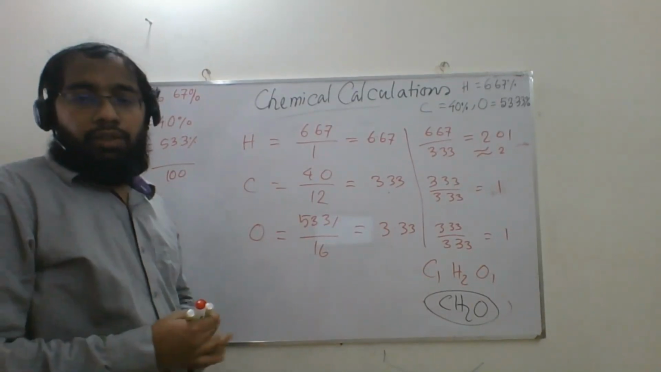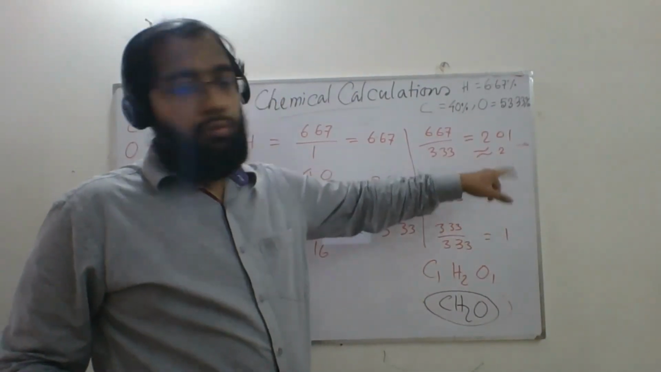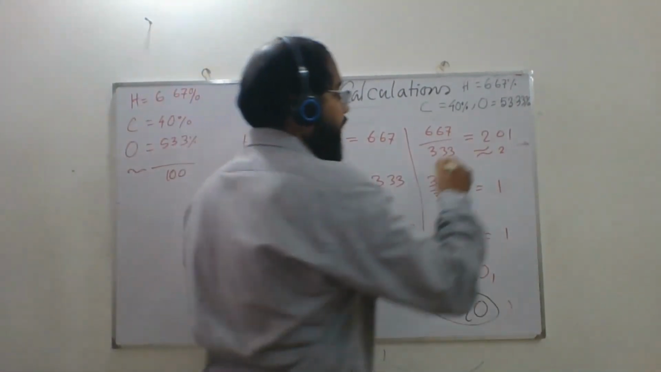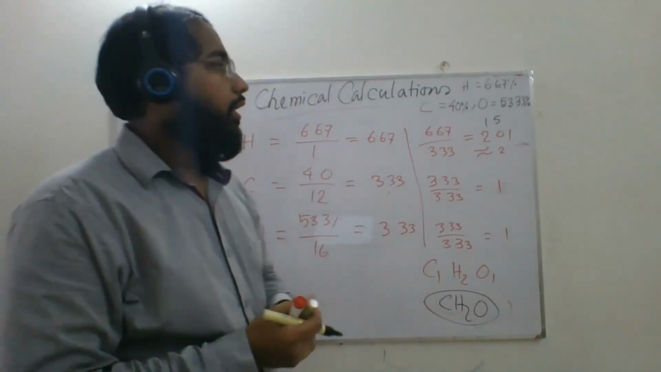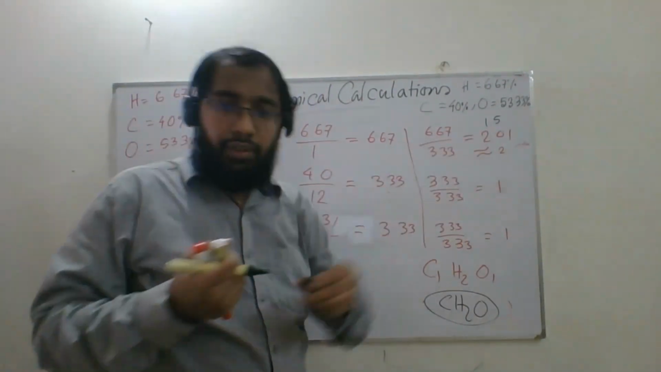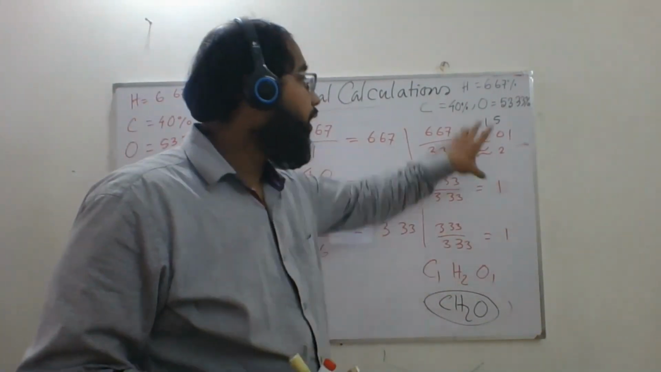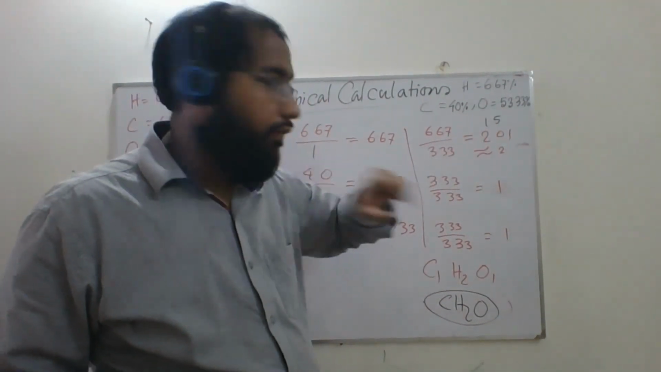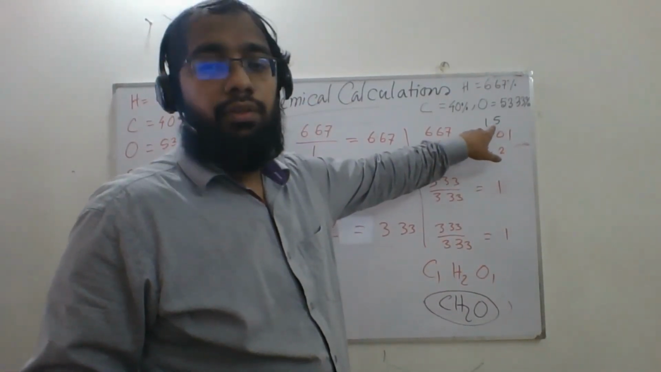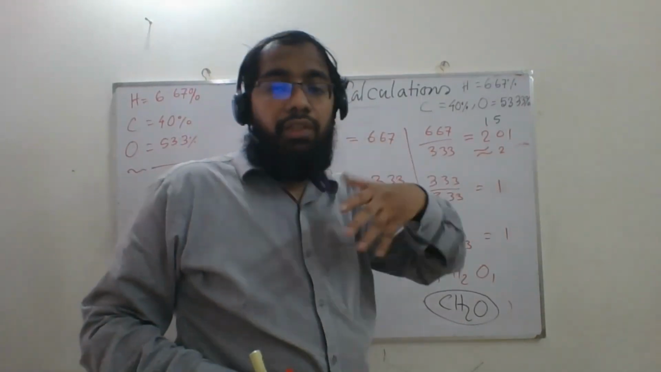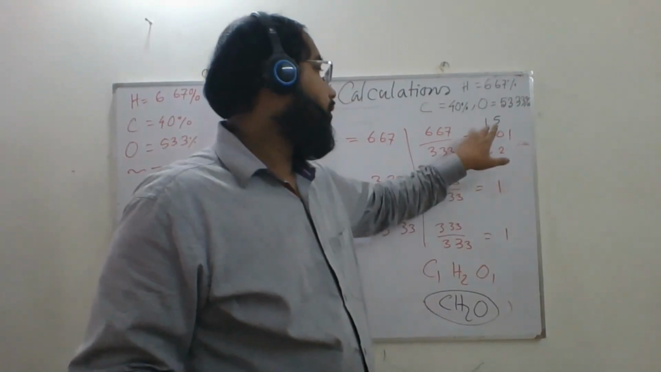Now, in this step, sometimes you need to multiply, because if I get 1.5 here and 1 here, then I cannot use 1.5. You know, an atom cannot be divided. Then I need to multiply by 2 to make it a whole number, like 2 into 1 is 2. This is 2 and this will be 3. So this is called multiplying to make an integer. Okay, so these are the steps.